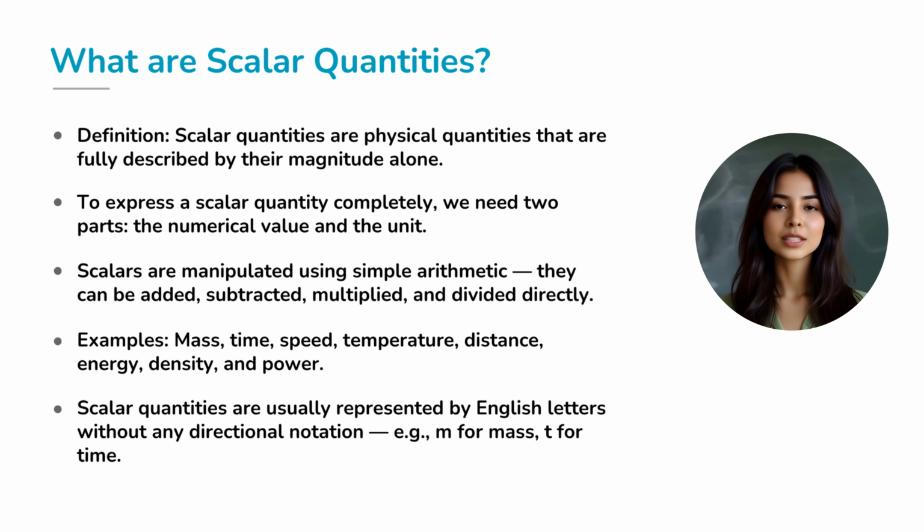To fully express a scalar quantity, you only need two things. First, the numerical value, like 30, and second, the unit, like degrees Celsius. Scalars follow the basic arithmetic operations. You can add, subtract, multiply, or divide them without worrying about direction. Common scalar quantities include mass, time, energy, distance, and temperature. For example, mass is written as small m, time as t, and speed as v.